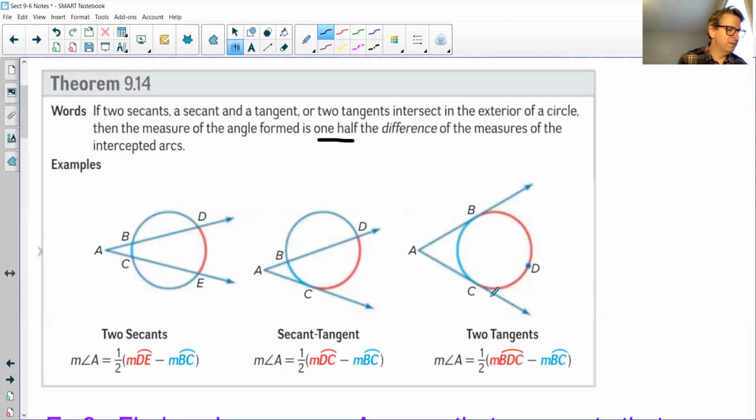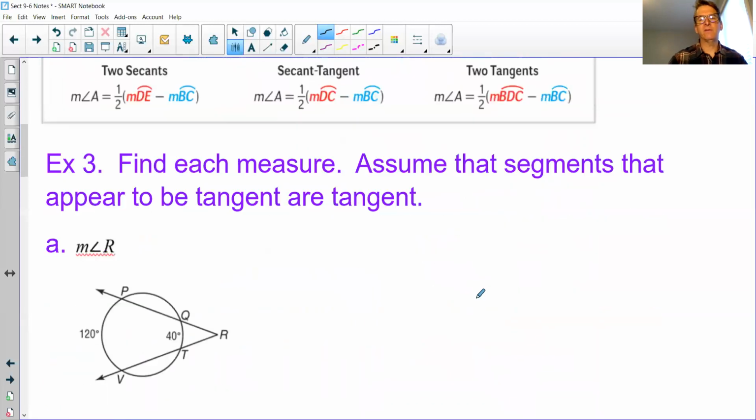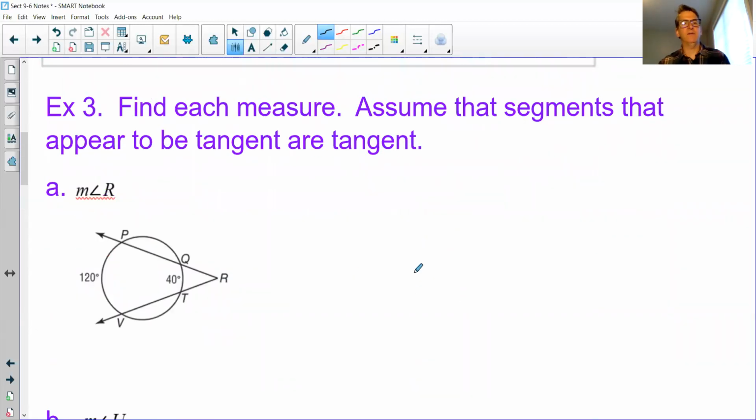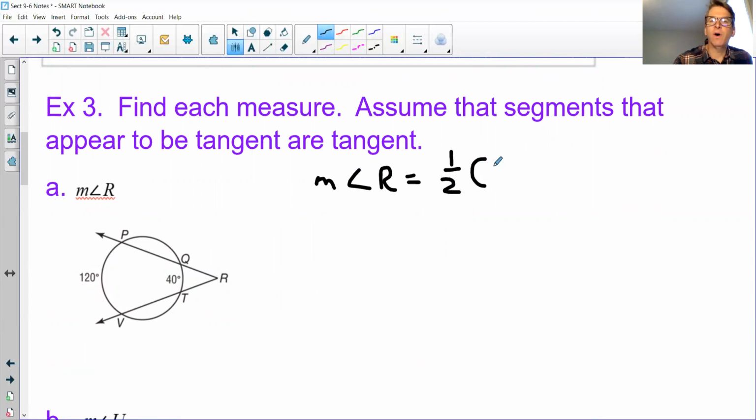Okay, so we've got a series of questions here that we're going to answer today. And let's get started. Find each measure. Assume that segments that appear to be tangent are tangent. Okay, so we're looking for the measure of angle R. So in this case, the measure of angle R will equal 1/2 the difference of 120, this arc here, minus 40. That is 1/2 times 80, or 40.